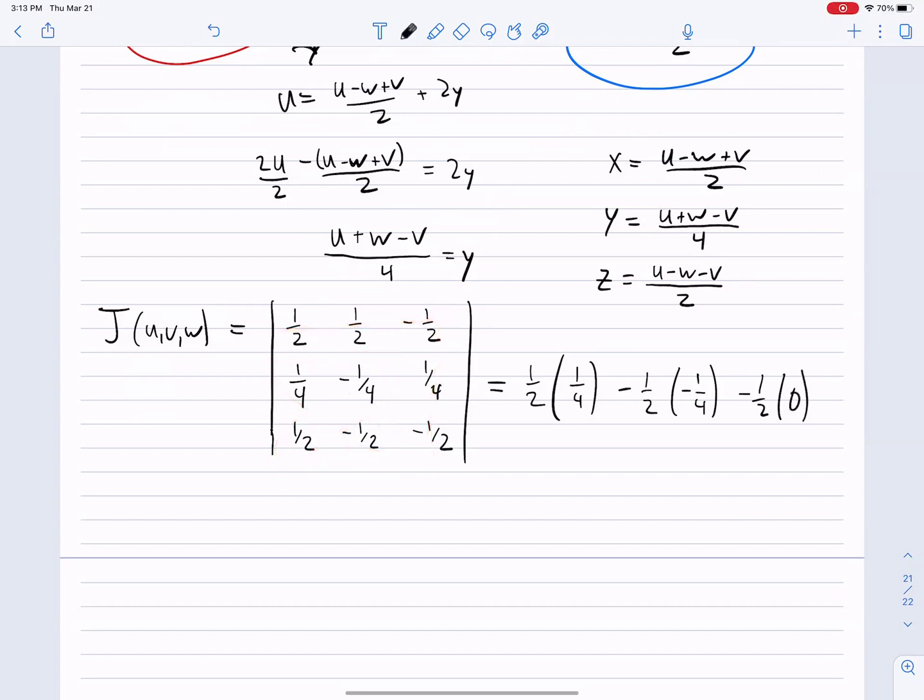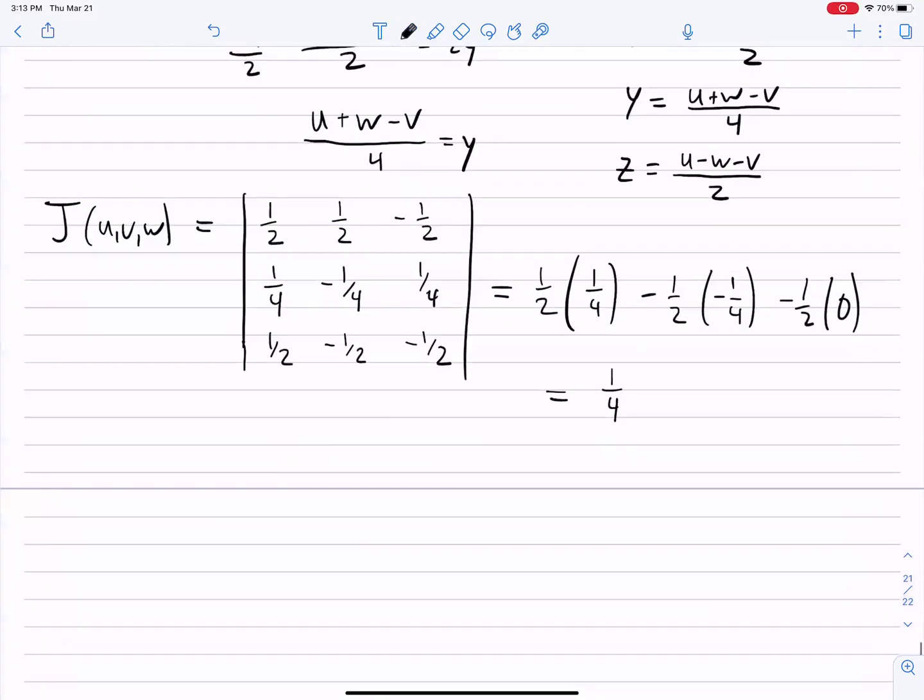Oh, that's actually not that bad. And so that becomes 1/8 plus 1/8, so it's 1/4. So the Jacobian is 1/4. Great. Jacobian's 1/4, so we're ready to rock and roll.